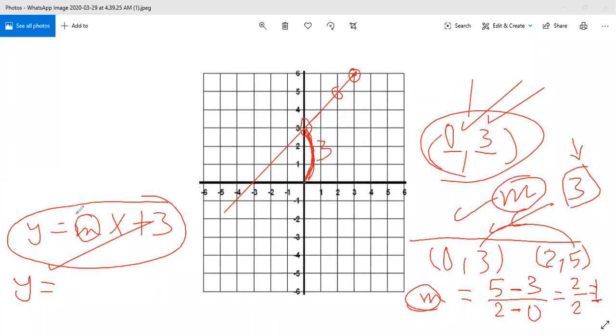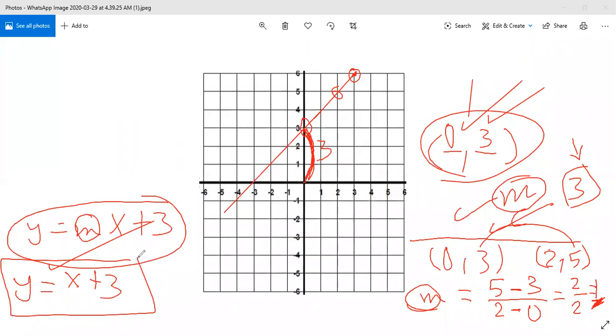M equals what? N equals 1. Yes. So it will be 1 multiply x equals x, plus c. C here is what? 3. Yes. So the equation of this straight line will be y equals x plus 3.